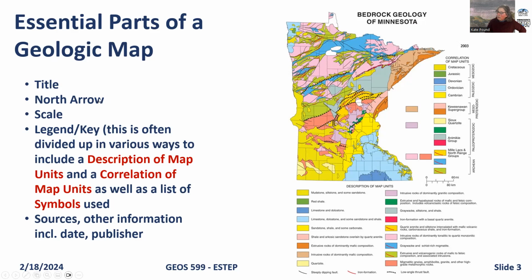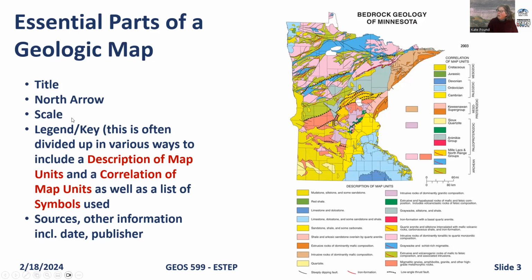Every map is supposed to have a north arrow. This one lacks one, but we'll ignore that oversight. Every geologic map should have a scale. And here on this map, we see the scale in miles and kilometers.